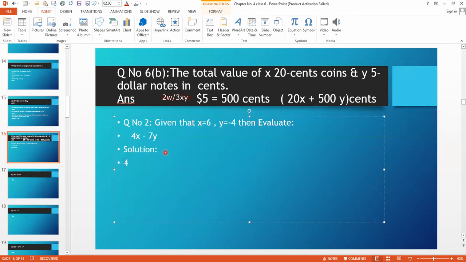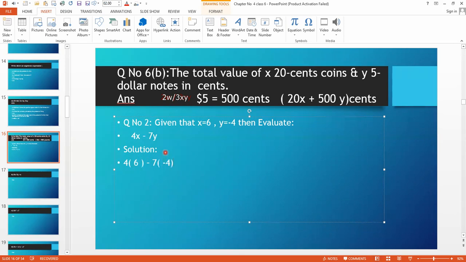Now, 4, it is given as coefficient. And what is the value of x? Look at the question. What is the value of x? It is given. It is equal to 6. And then subtraction sign. In this algebraic expression, they have given 4x minus 7y. So 4, in the bracket, you have to put the value of 6. And then you have to write 7. And then in the bracket, you have to put the value of y. What is the value of y? That is minus 4. Is it clear?